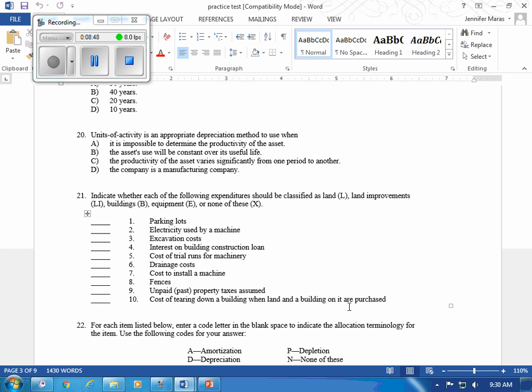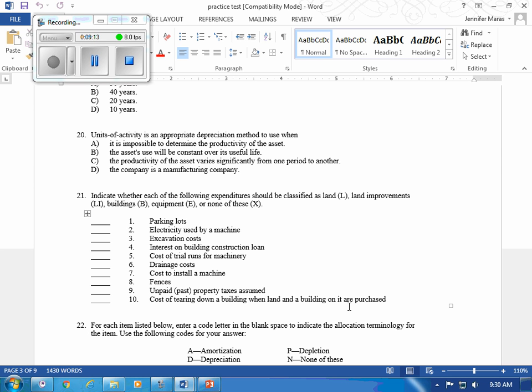Anytime you build or buy land or a building, you have to get the property taxes updated at the time of purchase. And so then that would be land or building, depending on what you're buying. So if it's paid or accrued property taxes at the time of the purchase of a building or land, then it would get plugged into those versus the ongoing property expenses year after year.